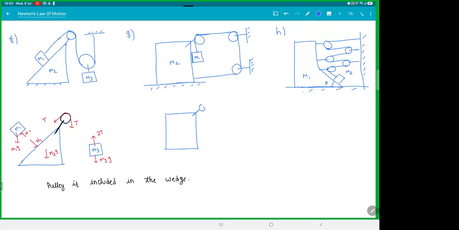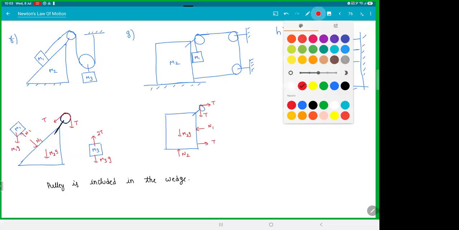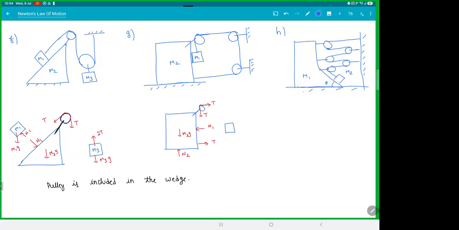Look at this thing here. The pulley has to be included. People generally forget this pulley, so you get a wrong answer. So that is tension. This is tension. This is tension. There are three tensions. This is one normal reaction. This is weight, and this is N2. This is N1, and this is M1G, and this is tension.